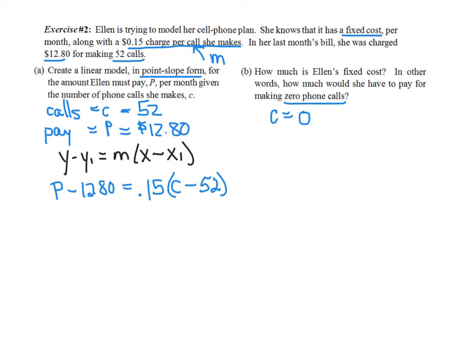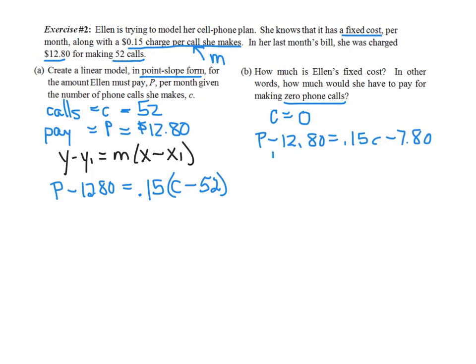I think it might be easier to convert this equation over to slope-intercept form. So I'm going to take my equation, P minus 1280, and I'm going to distribute the 15 cents, so 0.15 times C. When I use my calculator to multiply 15 cents times 52, I'm getting a total of $7.80.